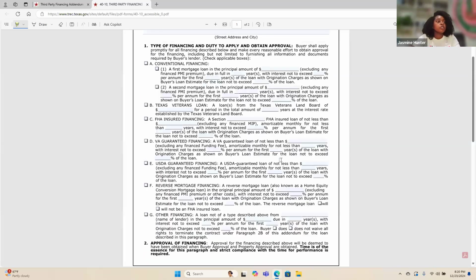Okay, so what you're doing here is you're picking one of these loans. If it's a conventional loan, you only fill out the conventional loan piece, which is right here, all of this, and then you leave the rest of it blank. You don't have to fill in anything else because you can only do one loan at a time, right? So this is going to be your third party financing, and that's it. This is the third party financing. Okay, all right.